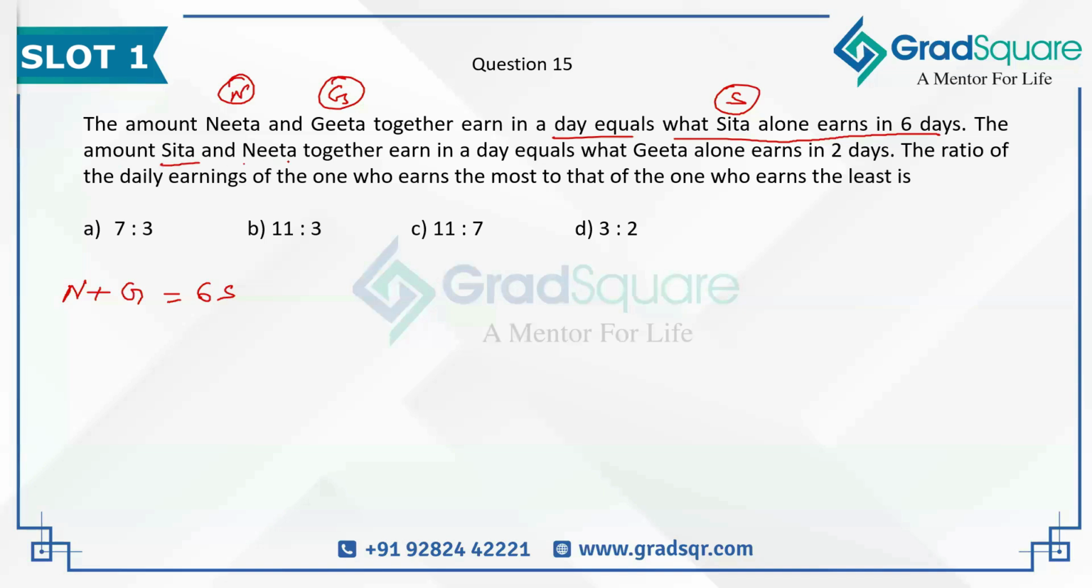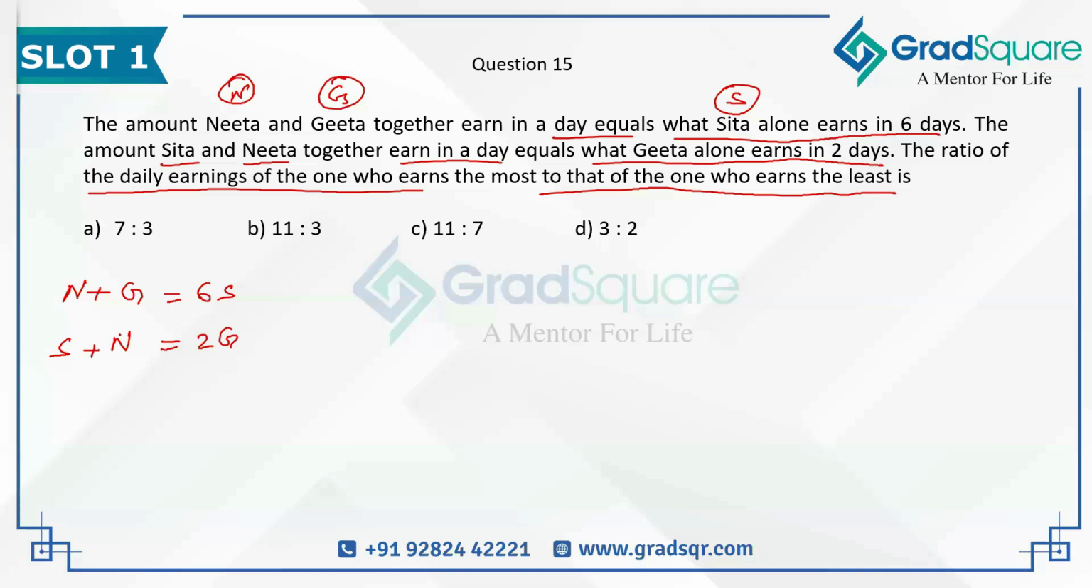The amount Sita and Neeta together earn in a day is equal to what Geeta alone earns in 2 days. So 2 times G. The ratio of the daily earnings of the one who earns the most to the one who earns the least is what? Now looking at these two equations, if I remove the value of N from here, I will get G in terms of S.